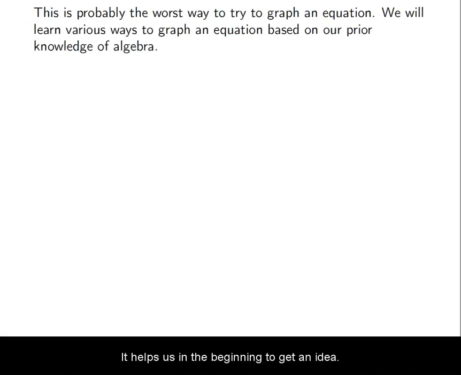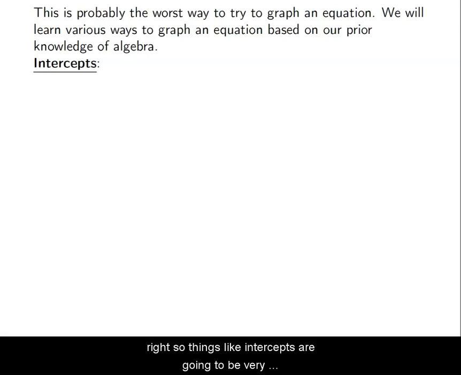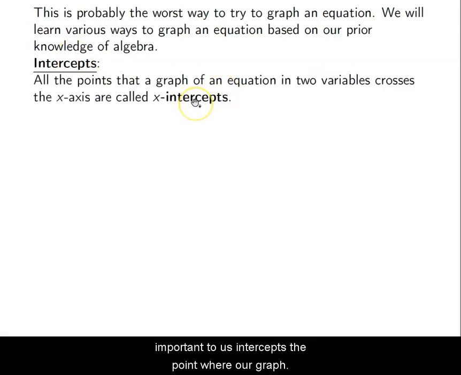So it helps us in the beginning to get an idea of what our graphs look like, but at this point, it's pre-calculus. You should have an idea of what most graphs look like in general. So we're going to be learning various ways to graph an equation based on our prior knowledge of algebra already, right? So things like intercepts are going to be very important to us. Intercepts are the points where our graph intercepts the x-axis or the y-axis. So those number lines, wherever our graph crosses those number lines, that's an interception of our line for our graph with those number lines. So those points are called intercepts.